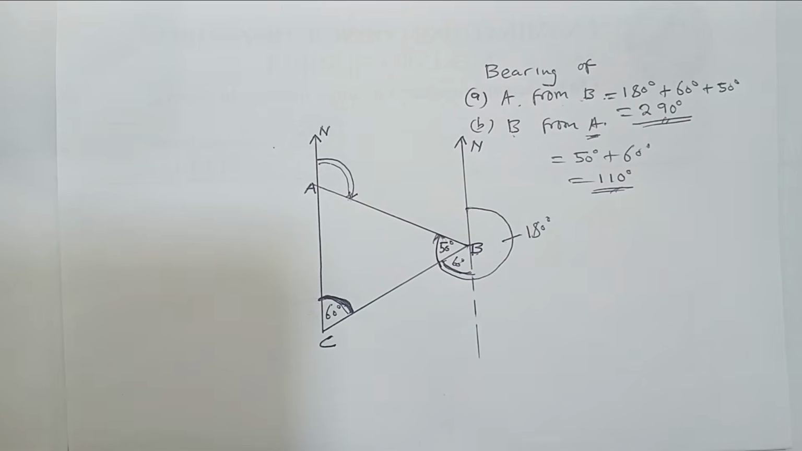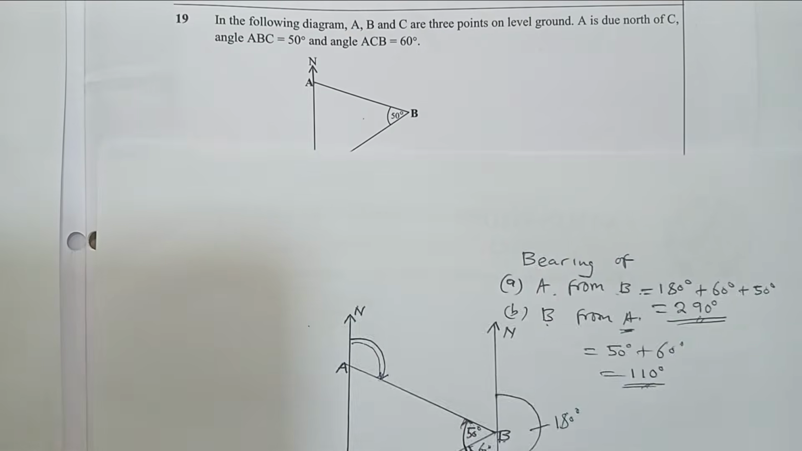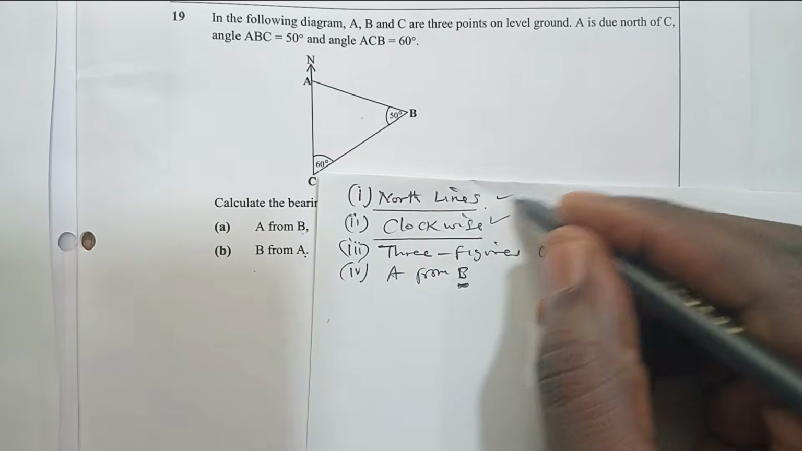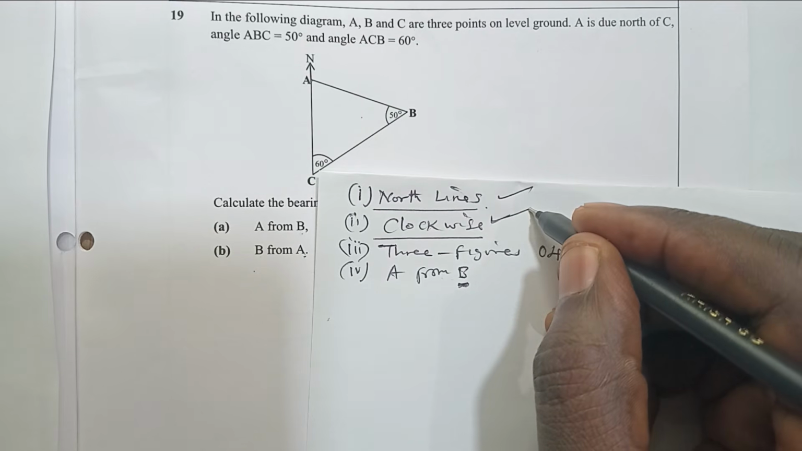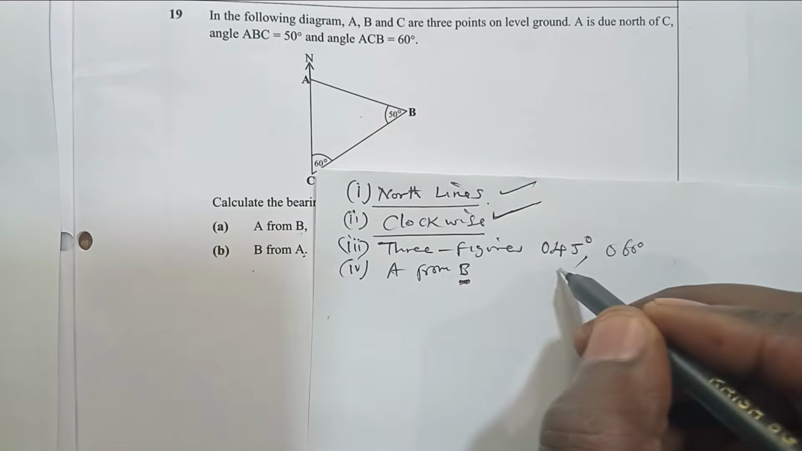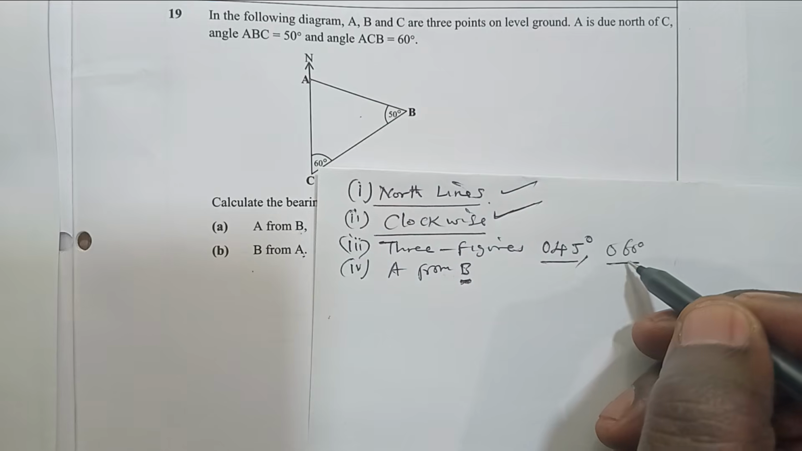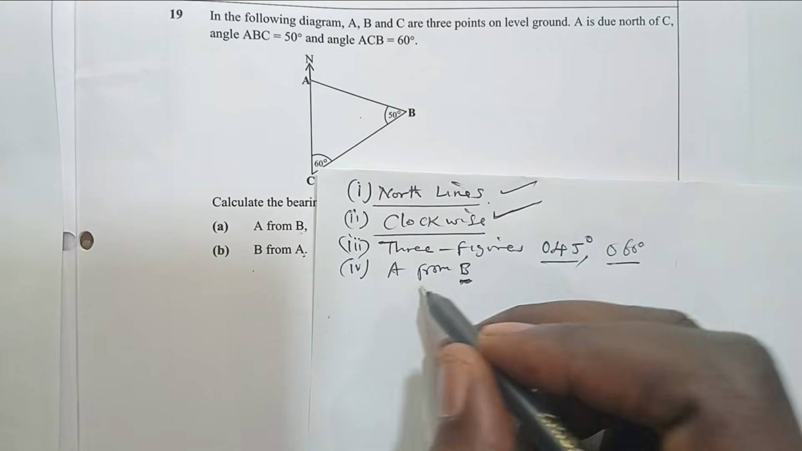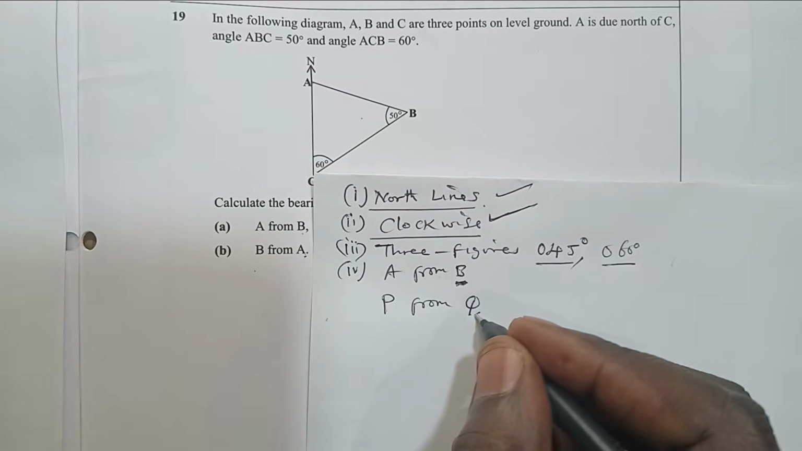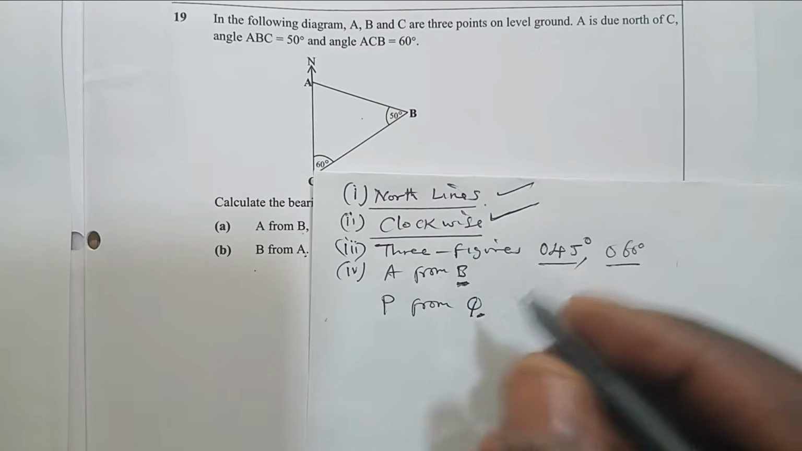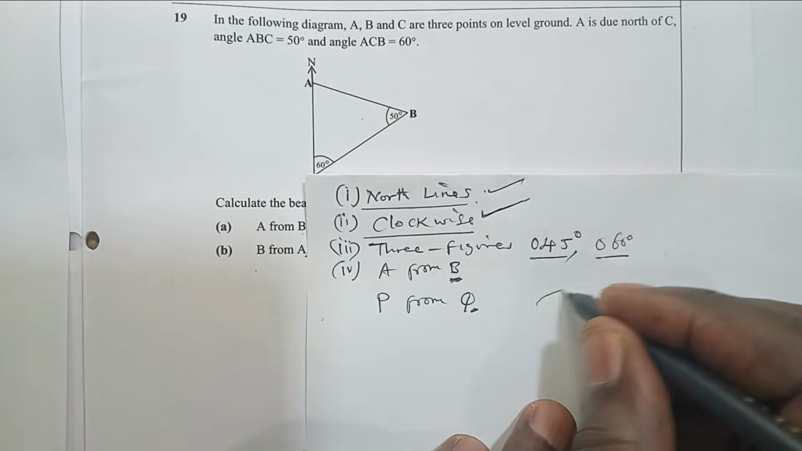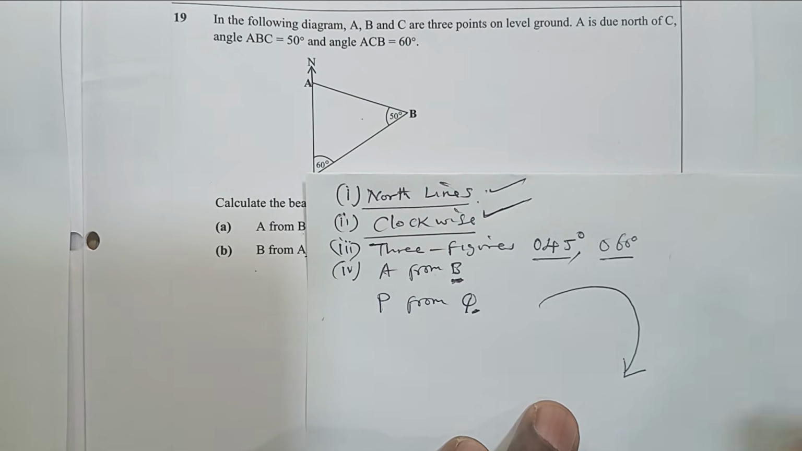So having said that, again, the emphasis remains on the points that we have highlighted here. Always from the north line, going that clockwise direction. You can't go anti-clockwise or the opposite. You go that direction, then express the numbers in terms of 3 figures. Then the language, if we say P from Q, P from Q simply means you measure your bearing at Q, starting from the north line, going that direction, which is the clockwise direction. So that is all in this video.